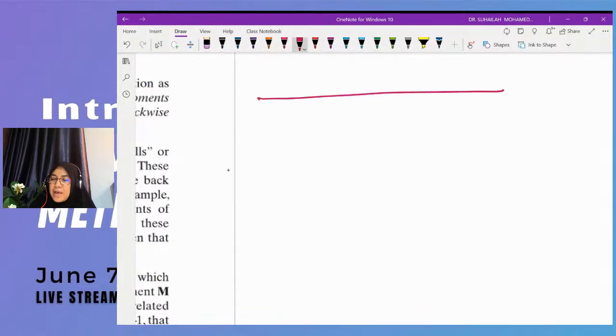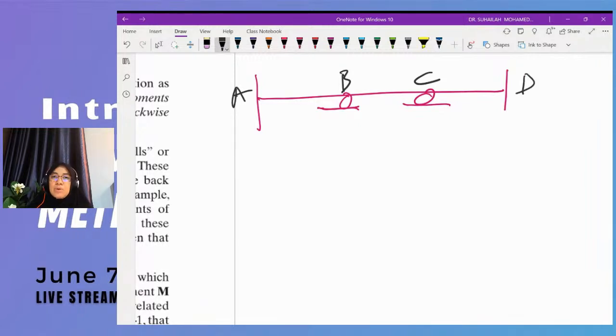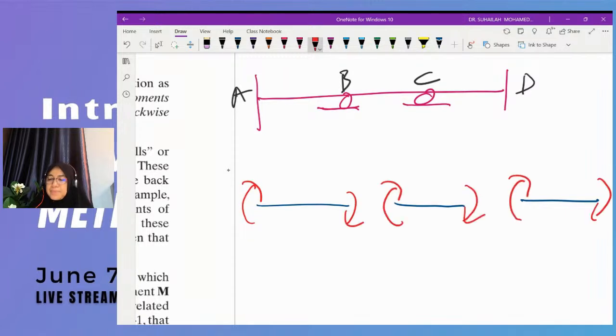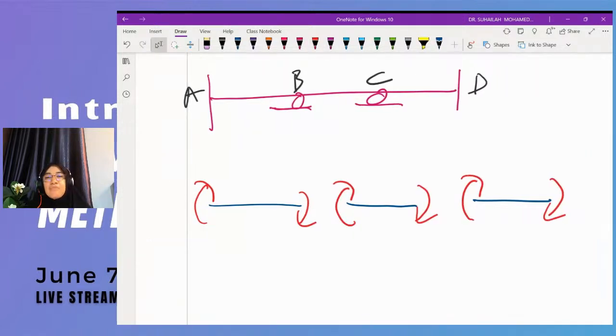For example, if we have this beam, beam A, B, C, D, the clockwise moments that act on the member are these three elements. This is the meaning of the statement: the clockwise moment that acts on the member. This is the first assumption that we have to follow. A clockwise moment that acts on the member is positive.